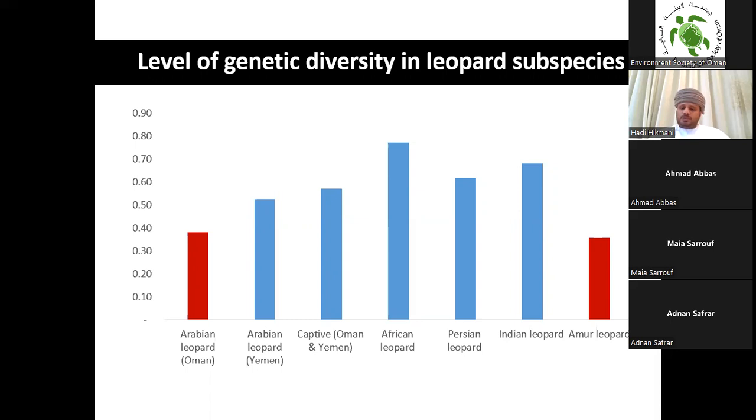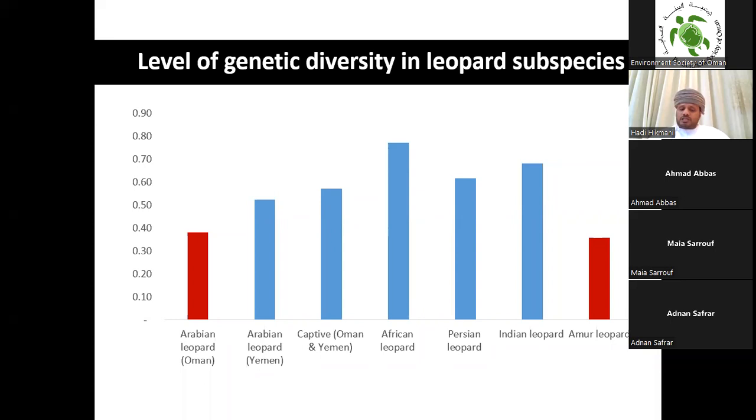From this study, we found that the Arabian leopard has a low level of genetic diversity in comparison to other leopard subspecies. But we found that the leopards in captivity, or those coming from Yemen, have more genetic diversity than the Dhofar population. Perhaps this is because the leopards from Yemen come from a larger population, and therefore have more genetic diversity compared to the Dhofar population, which comes from a smaller population size.